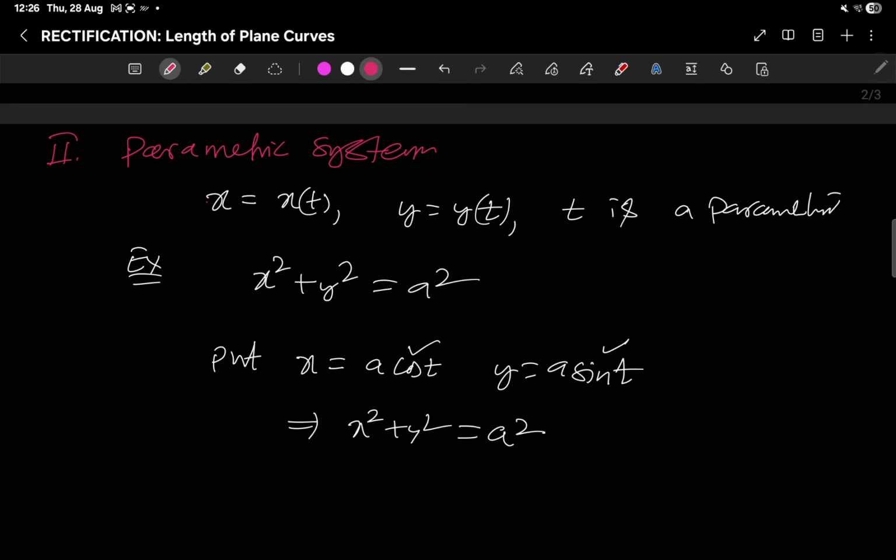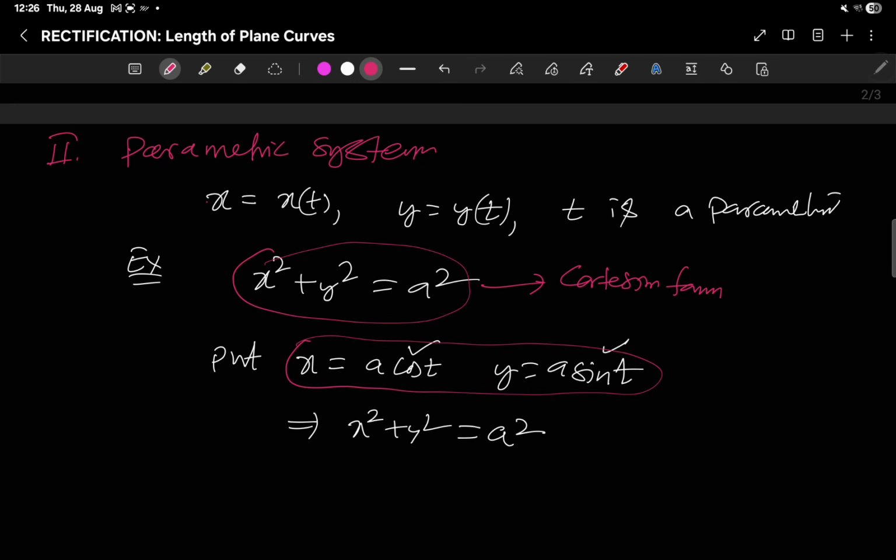So now this is in which form? Cartesian form. But this is in parametric form. For a complete rotation, what is t here? T is the complete rotation, so t ranges from 0 to 2 pi. It creates an angle from 0 to 2 pi. A 0 to 2 pi rotation will give you the parametric representation of the circle.